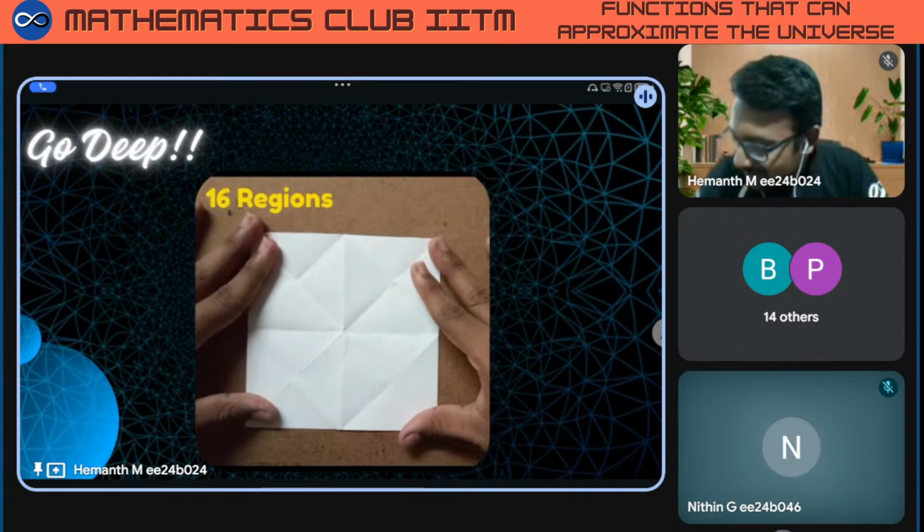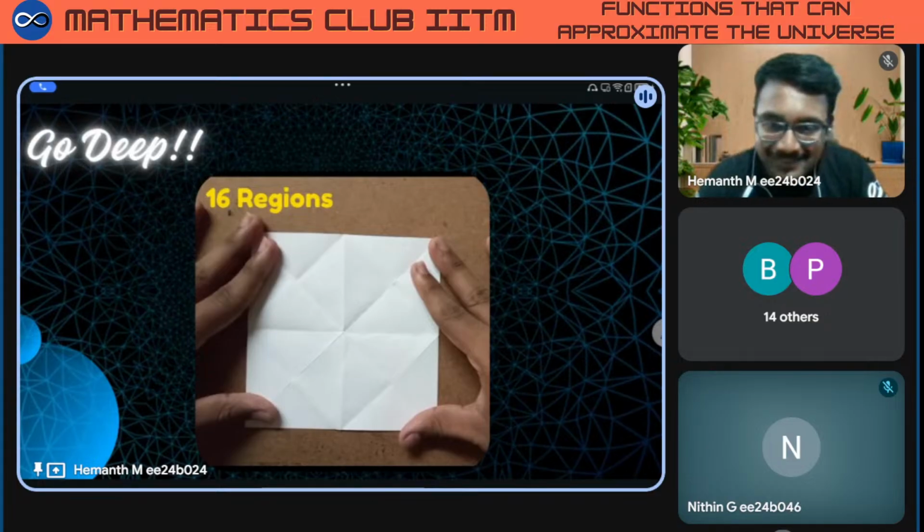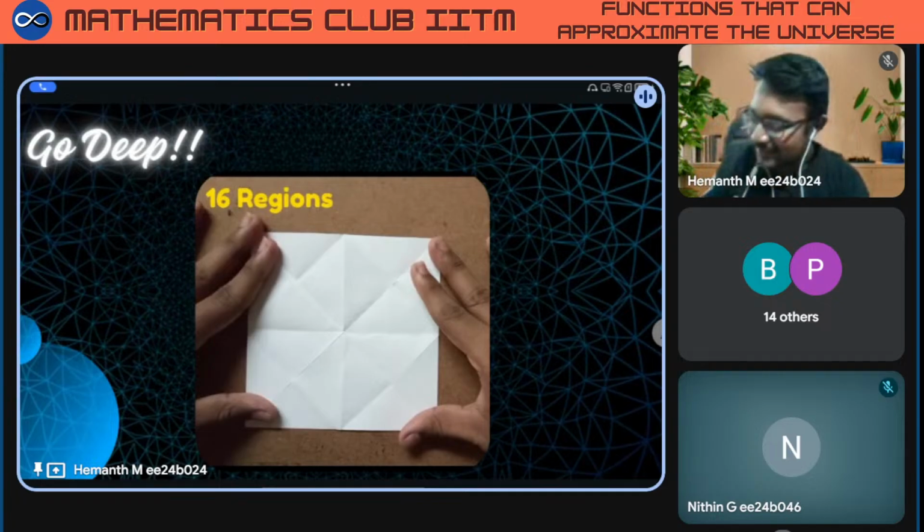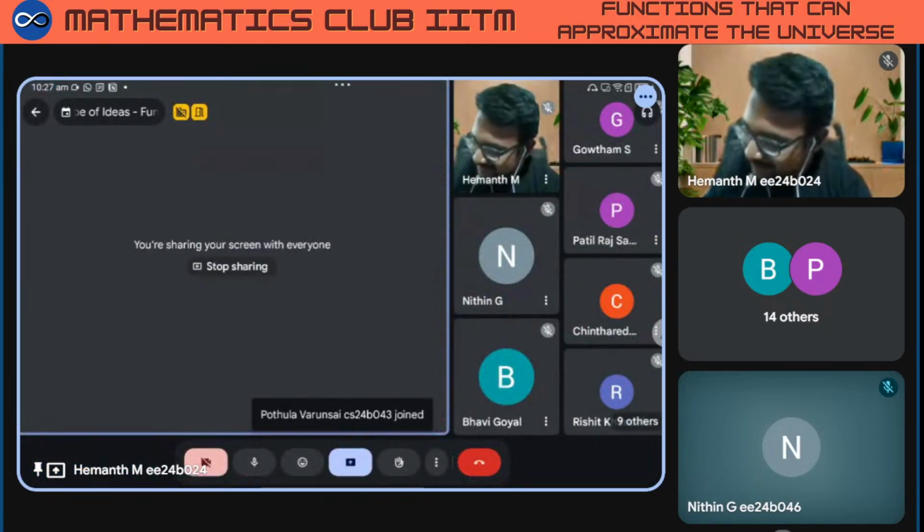So can someone guess why and how is this related to what we are discussing? Why did I go over this paper folding thing? I think Rishad got the essence of what this means. So the basic idea is, one second.